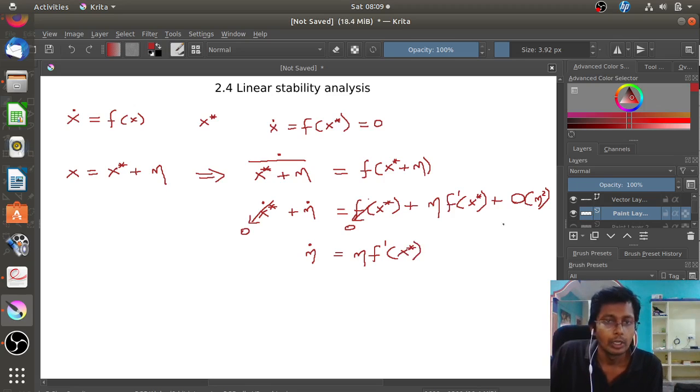If I choose deviations which are very small, or if I choose x very near to the fixed point, then my eta is very small, so I can ignore these higher order terms. The omission of these higher order terms is valid only if eta is very small. In that region, I omit this term, so finally I will end up with this equation, right?